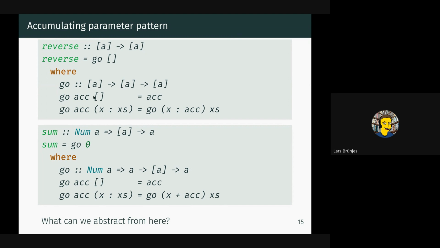Initially the accumulator is the empty list, and then you define a recursive function to reverse. To reverse the empty list, you just return the accumulator. And to reverse a non-empty list, you cons the head of the list to the accumulator, and then recursively continue with the tail of the list.